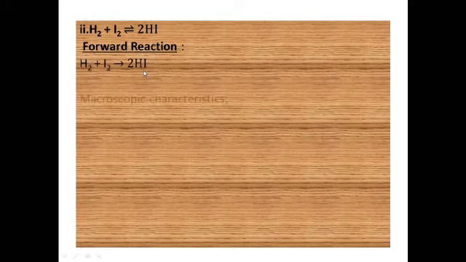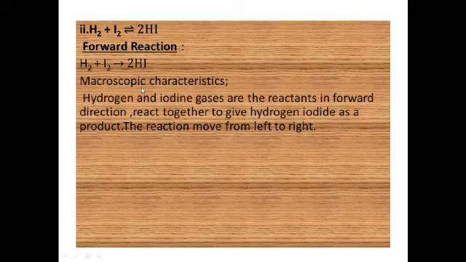The macroscopic characteristic of this reaction is that hydrogen and iodine gases are the reactants in the forward direction. They will react together because they are reactants. The reactants react together to give hydrogen iodide as a product. 2 moles of hydrogen iodide will be the product, and the reaction moves from left to right. I told you the forward reaction always favors left to right, or always moves from left to right.